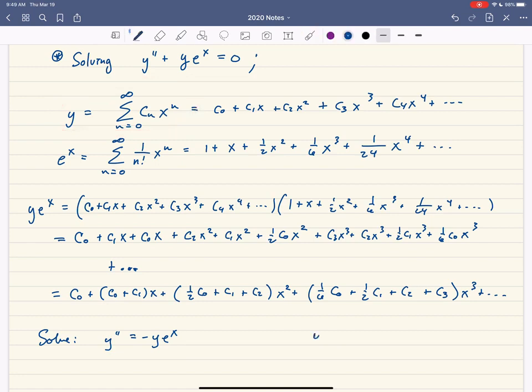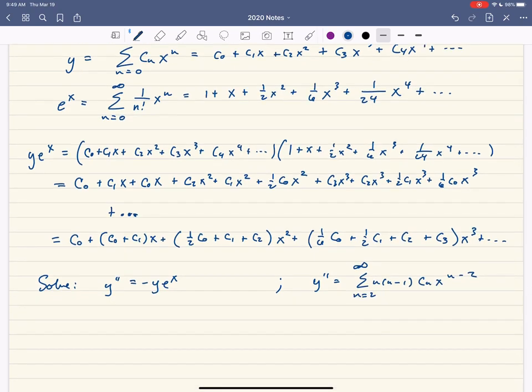And so that means that y double prime is going to be the sum of n times n minus 1, c sub n, x to the n minus 2, as n goes from 2 to infinity, right? This is a story that we've seen many times. So that's what y double prime is. And what I want to do now is set this up where on the left side I substitute in our second derivative for y, and on the right, I substitute in our power series. But rather than actually write out the formal sum on the left, I'm just going to write out what terms we get. So let's think about what y double prime is.